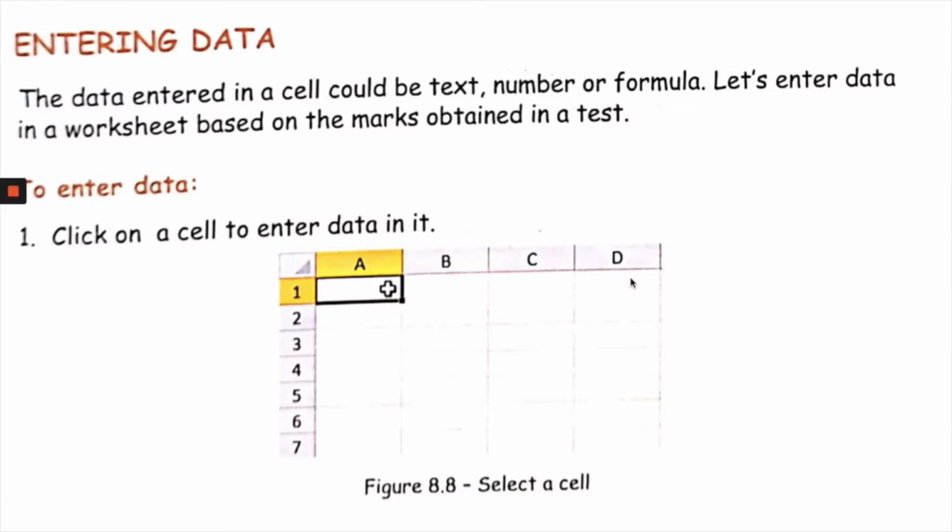To enter data, click on a cell to enter data in it. You need to click on a cell where you want to enter your data. Can you see the picture of it shown down in 8.8? Here, this is a cell. This shows the column A and row 1. So the cell name, or cell reference, is A1.